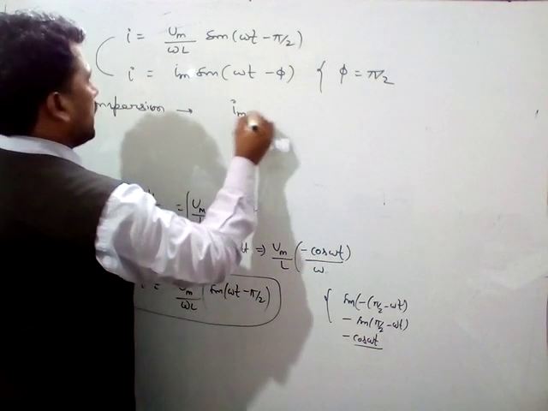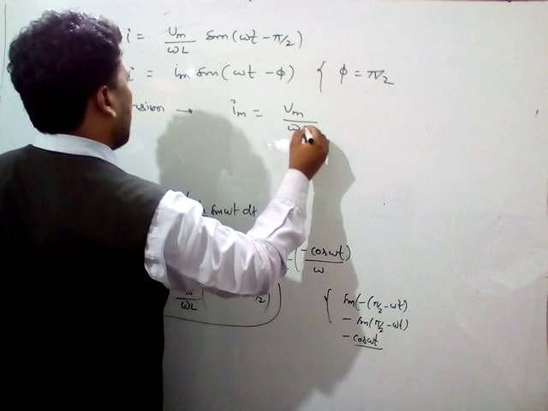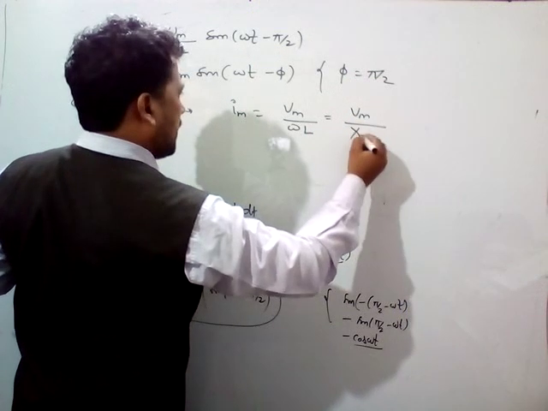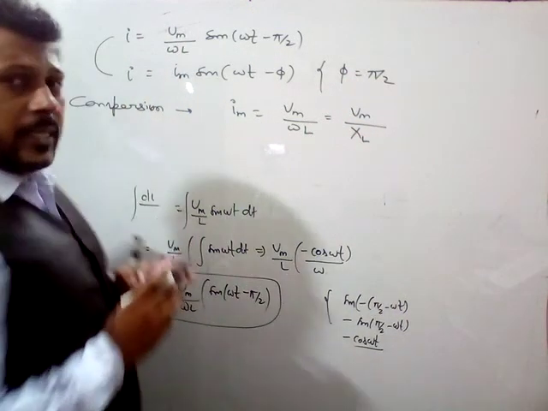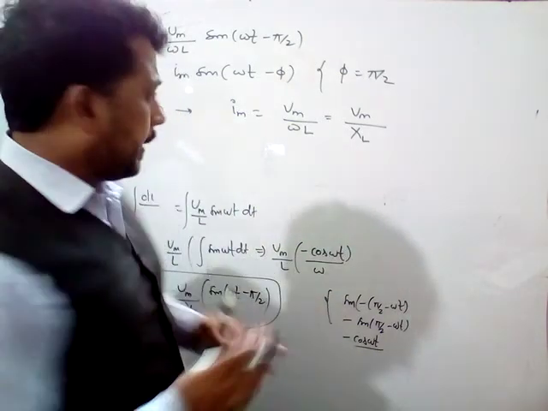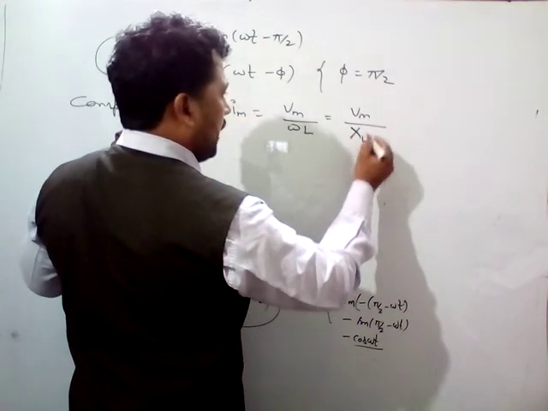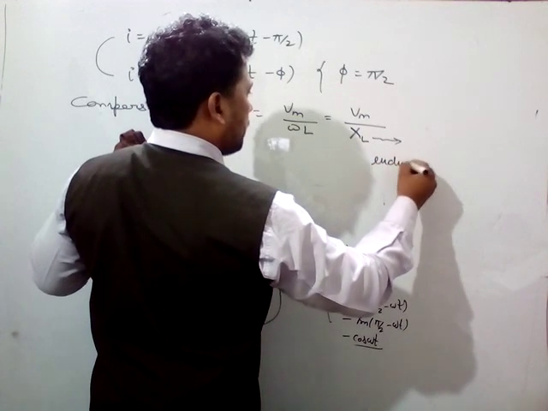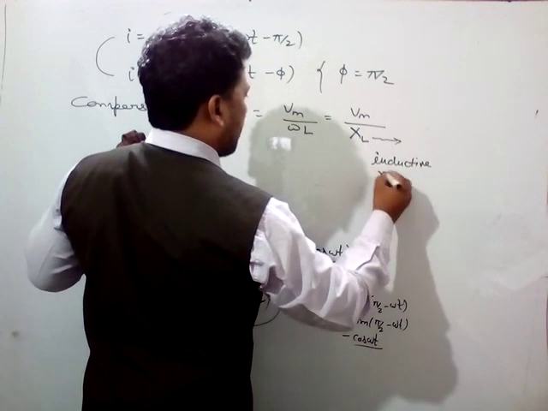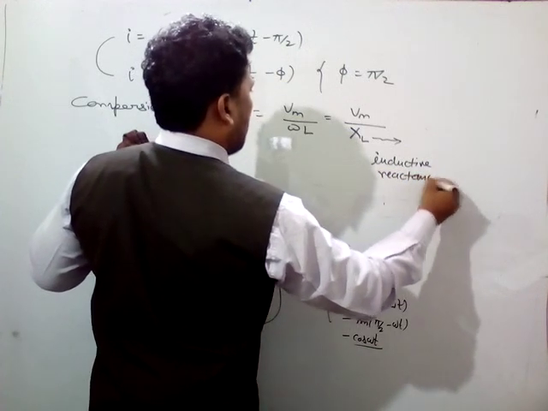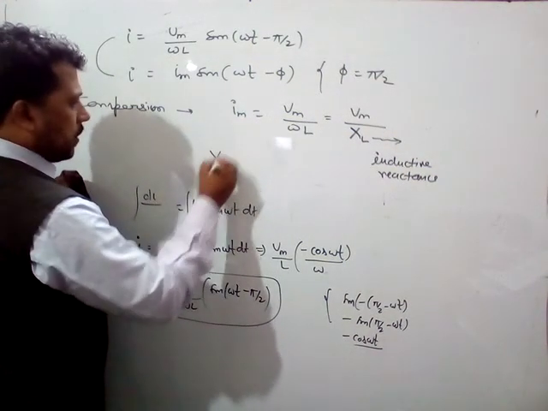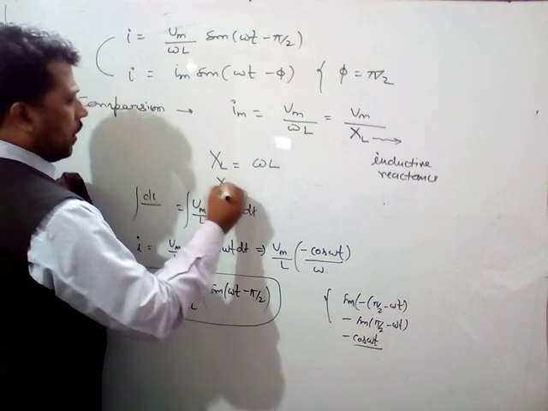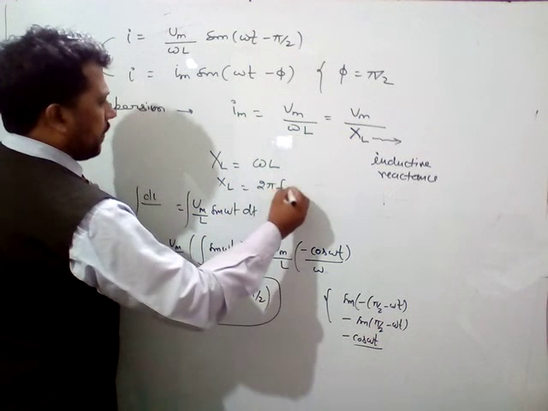Im is equals to Vm upon omega L, and current is equal to voltage upon resistance. So here the resistance of the inductor is denoted by XL, and this is noted as inductive reactance, and this is also a resistance of the coil. So on the comparison, XL is equal to omega L, or we can also write 2 pi f into L.